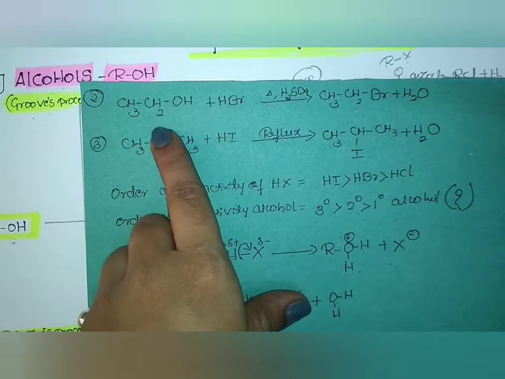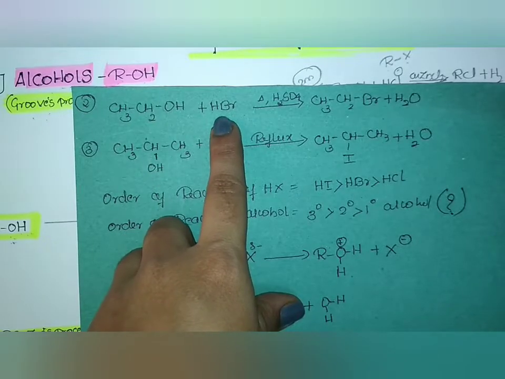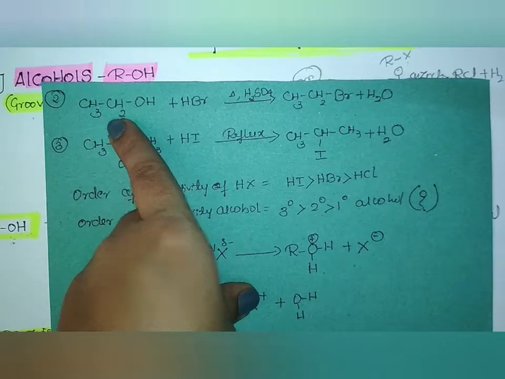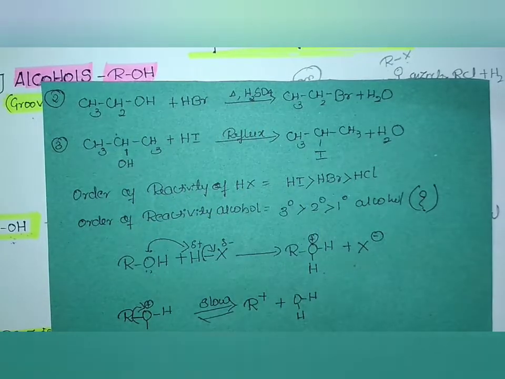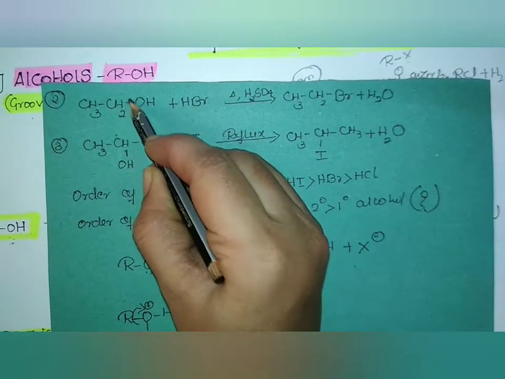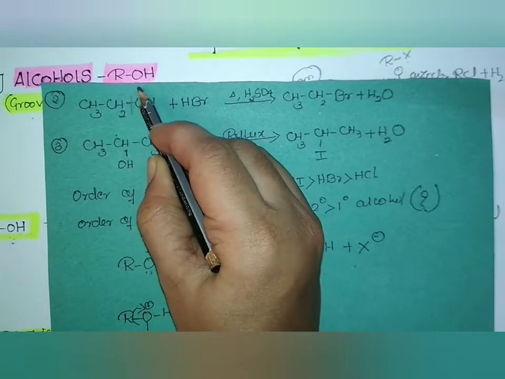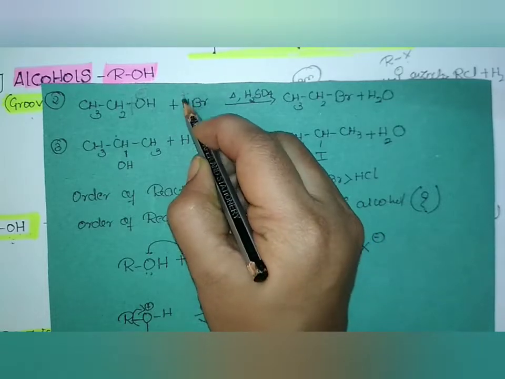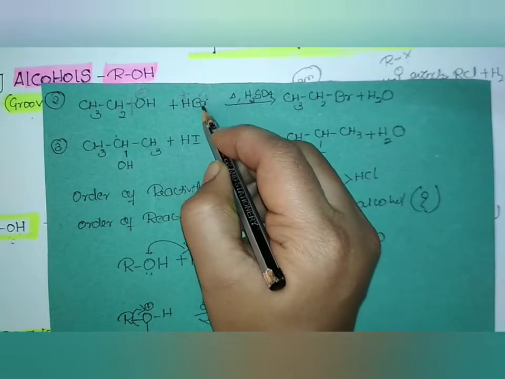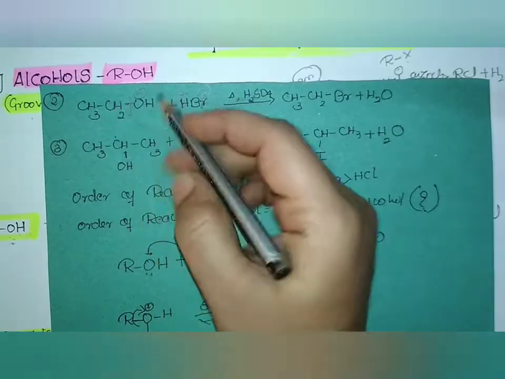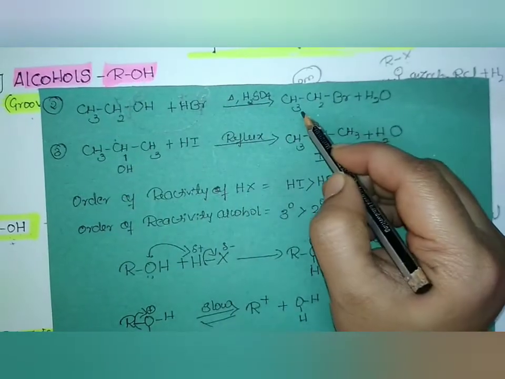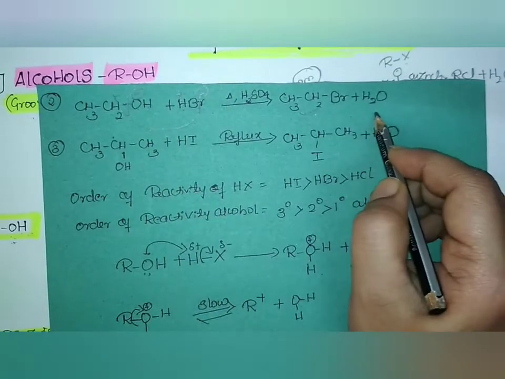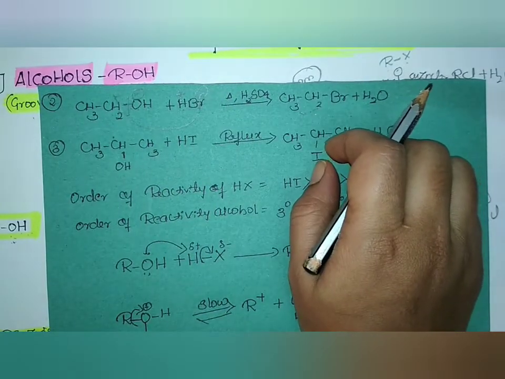Here, ethyl alcohol, when treated with hydrogen bromide under acidic conditions, will give ethyl bromide. How does it happen? The bond will break here. The OH minus, and HBr being polar in nature gives H plus and Br minus. This Br minus will combine with the carbon with a positive charge, which gives ethyl bromide, and OH minus and H plus give H2O.